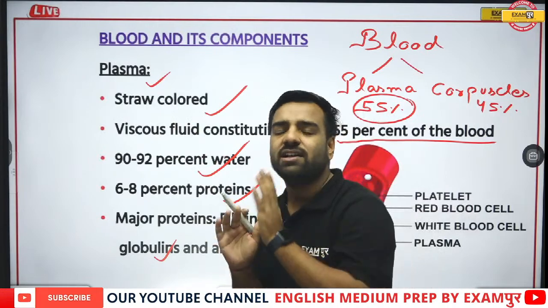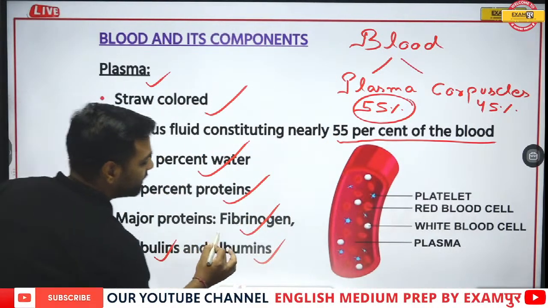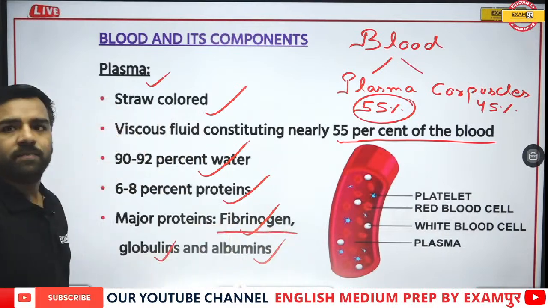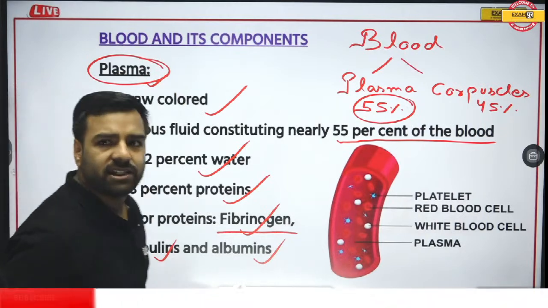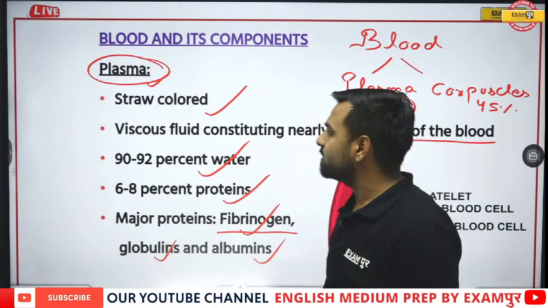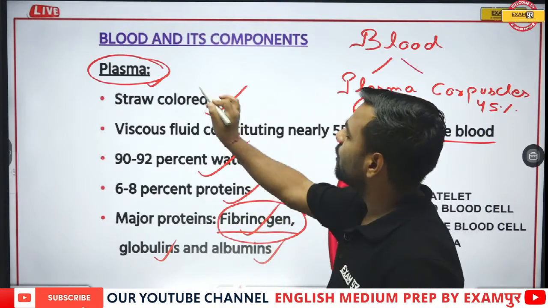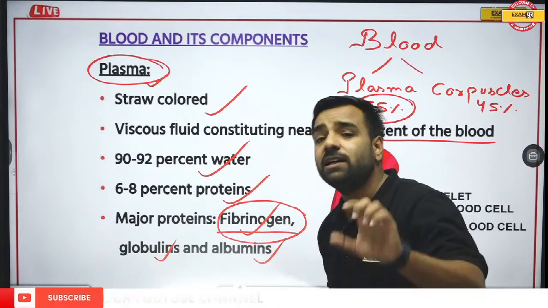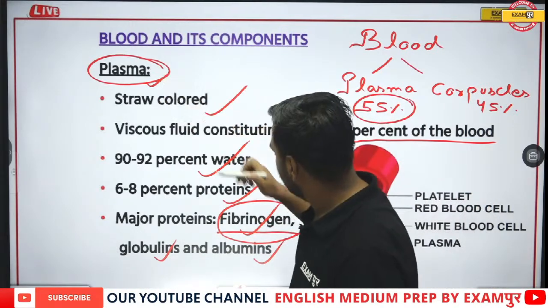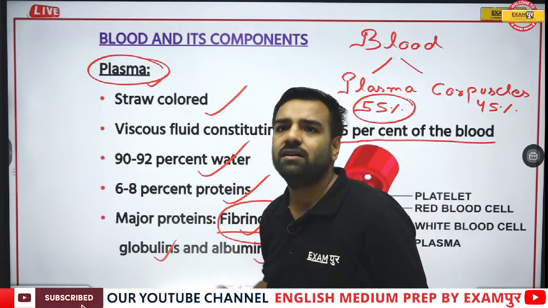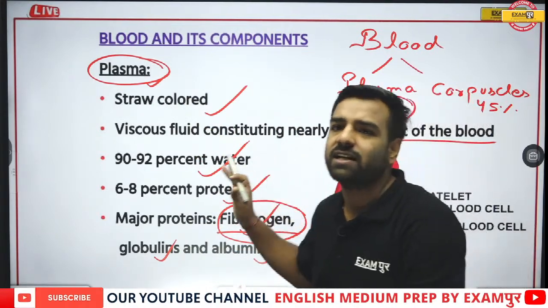Now, one question is there which is asked in the examination. We have seen there is a protein that is fibrinogen and we are talking about plasma. Now, there is a question for HR and all the other candidates. What if I subtract fibrinogen from plasma? Can you tell me what it is known as? This was the question which was asked in the examination.